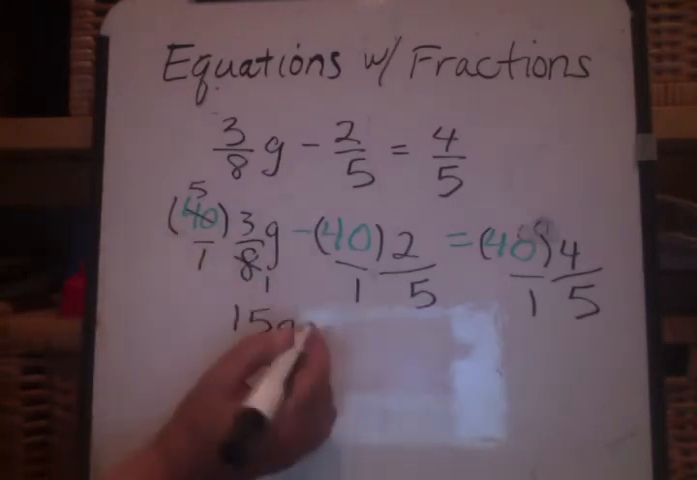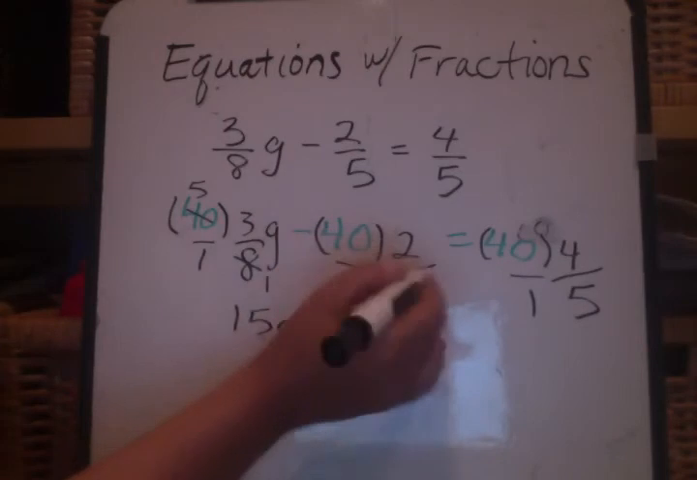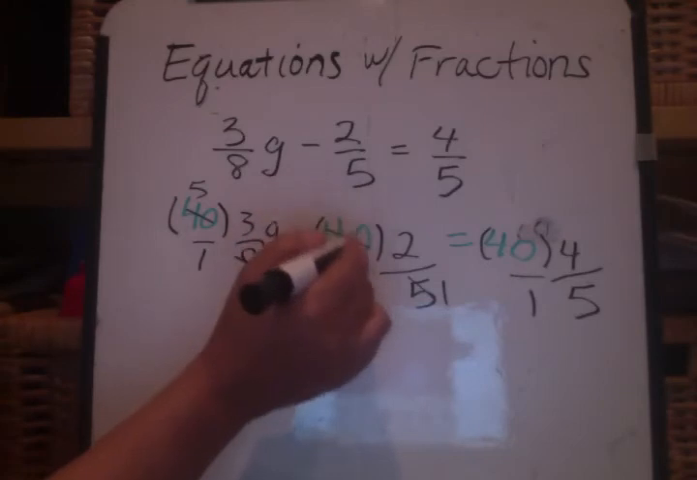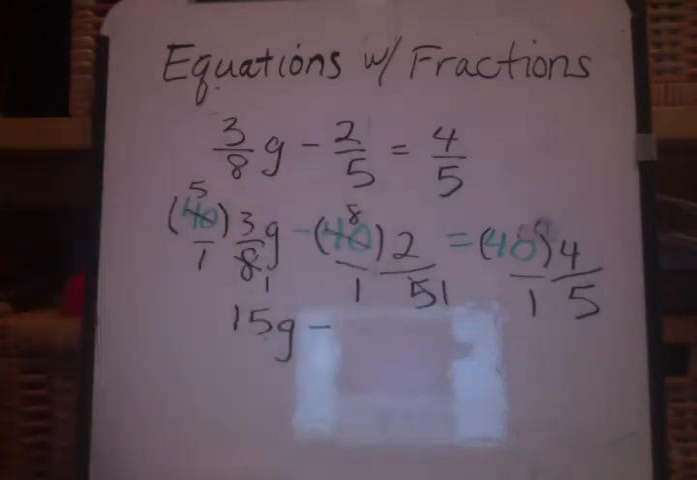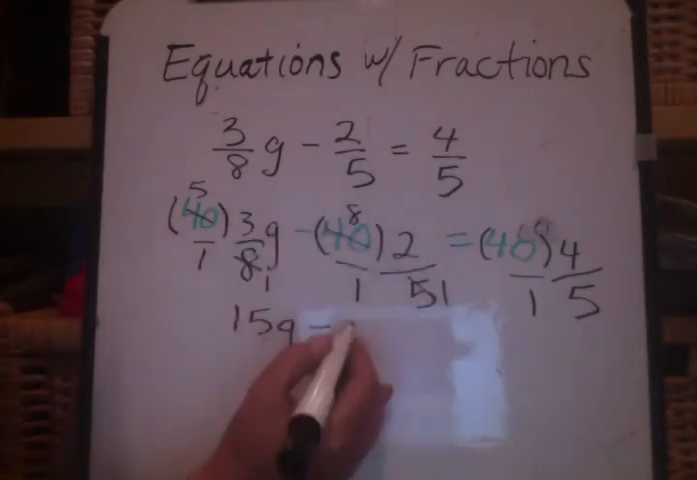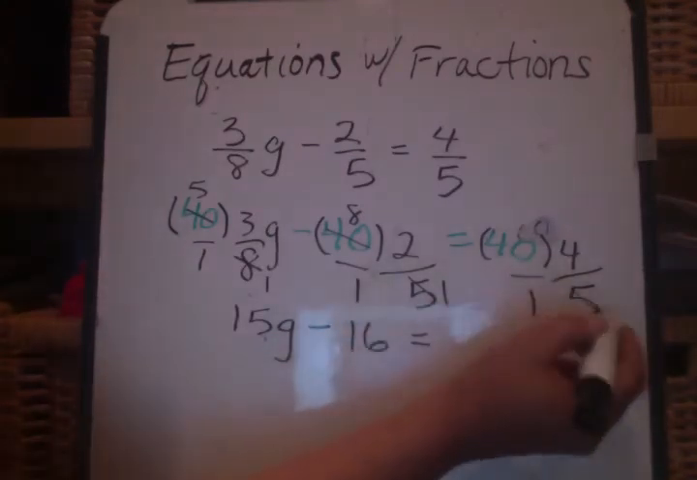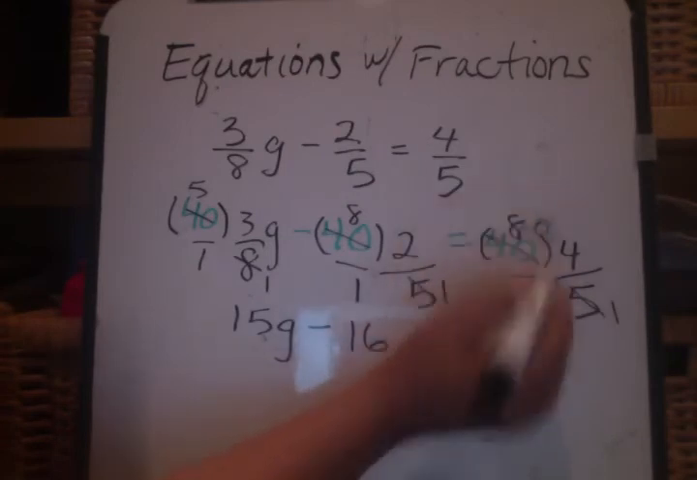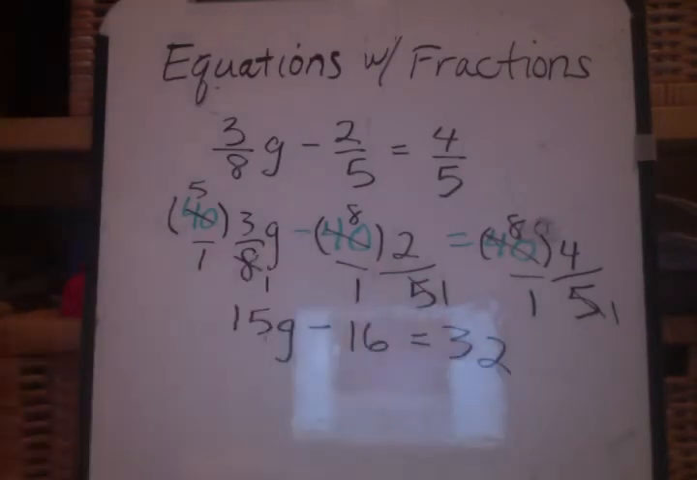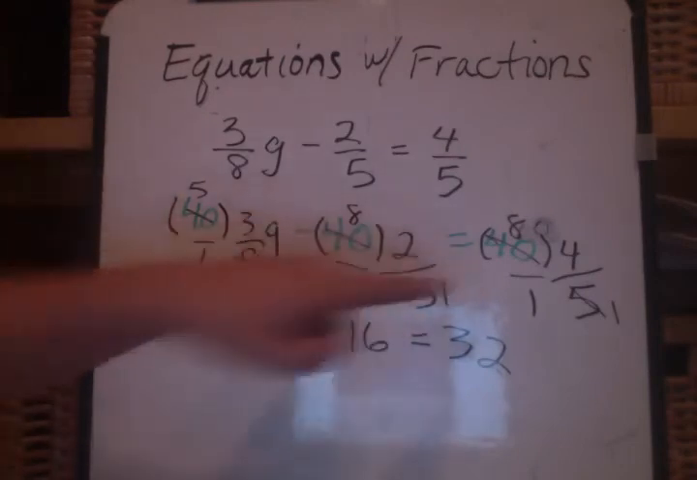So I've taken away the fraction here, minus, and here I'm going to do the same thing. I'm going to divide cross-canceling by 5. So 5 goes into 5 once, 5 goes into 40 eight times. And now I've got, again, 1 times 1 is 1, but 8 times 2 is 16, equals. Here I'm going to do the same thing, divide both by 5. 8 times 4 is 32. Okay, so I've taken this problem, multiplied each term by 40, and now I've got this.